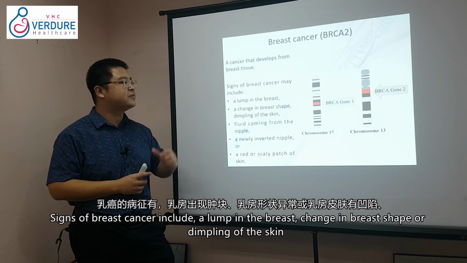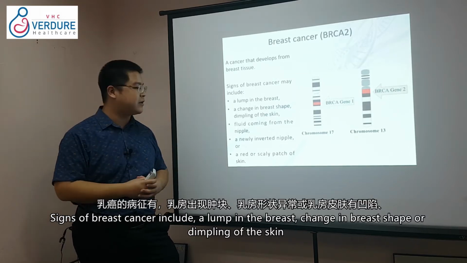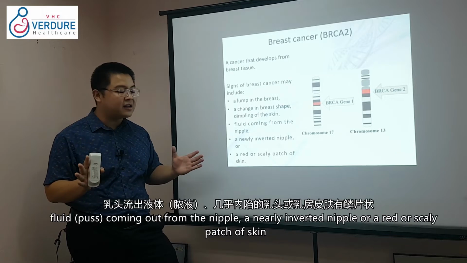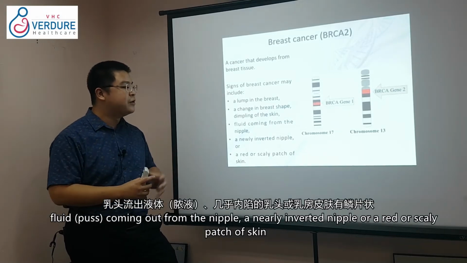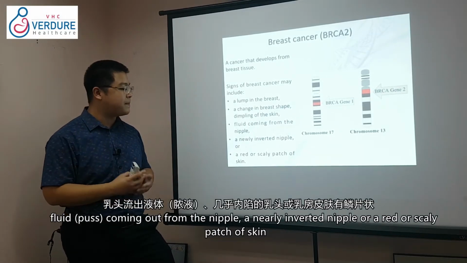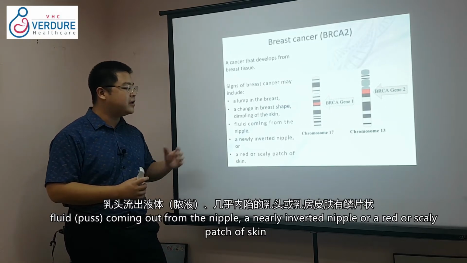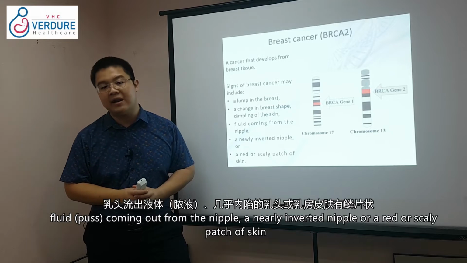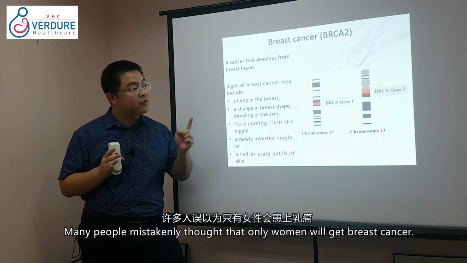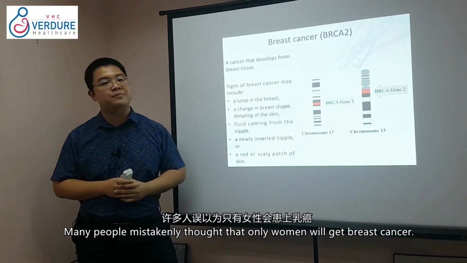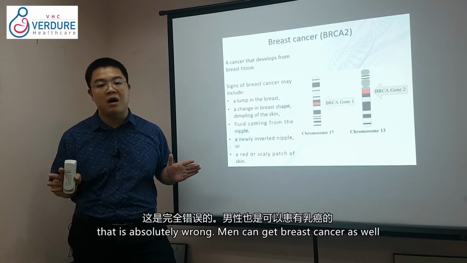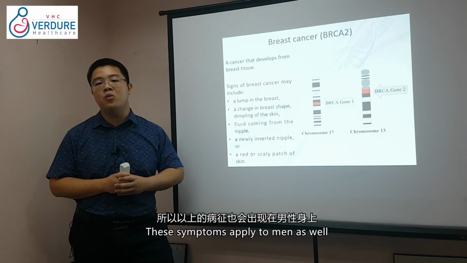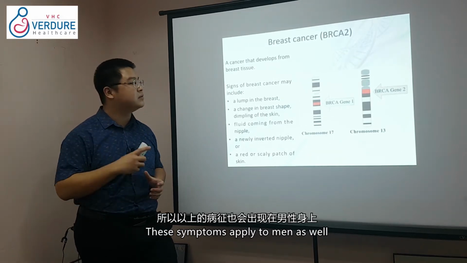Okay, and the signs of breast cancer may be a lump in the breast, change in the shape or dimpling of the skin. These are the symptoms. Fluid coming out from the nipple or pus. Okay, a newly inverted nipple or a red or scaly patch of skin. Now, many people mistakenly thought that only women will get breast cancer. That is absolutely wrong. Men will get breast cancer as well, and these symptoms will apply to men as well.